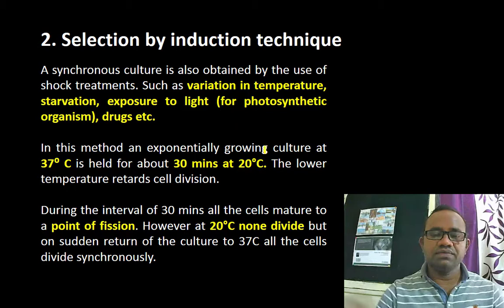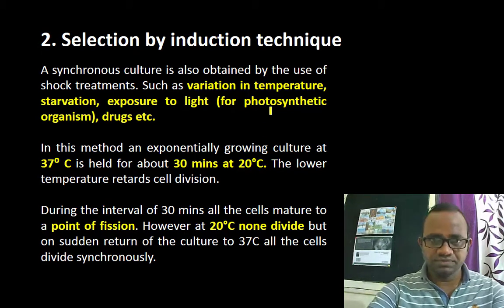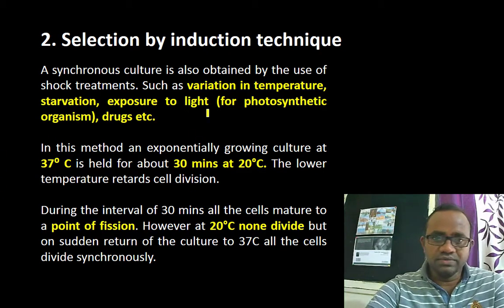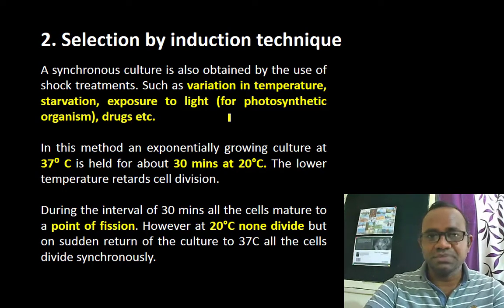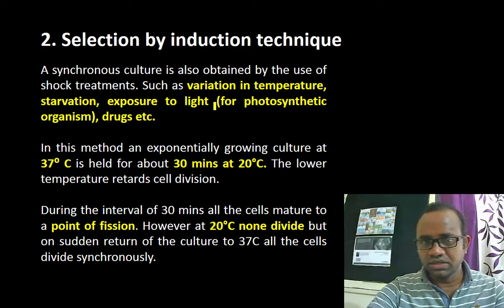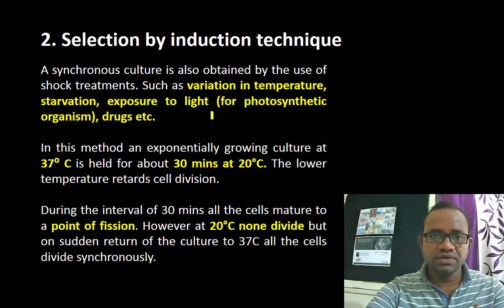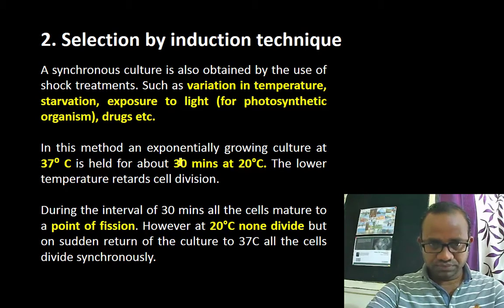Induction is what? We will adjust or define certain parameters of the bacterial growth, such as the temperature, starvation, that means we won't provide food to them, or we can expose them to high light or low light for the photosynthetic bacteria, and drugs. Okay, these are the various factors we can manipulate in order to have the synchronous culture. So generally what we do, we grow the bacteria for 30 minutes at 20 degrees centigrade.